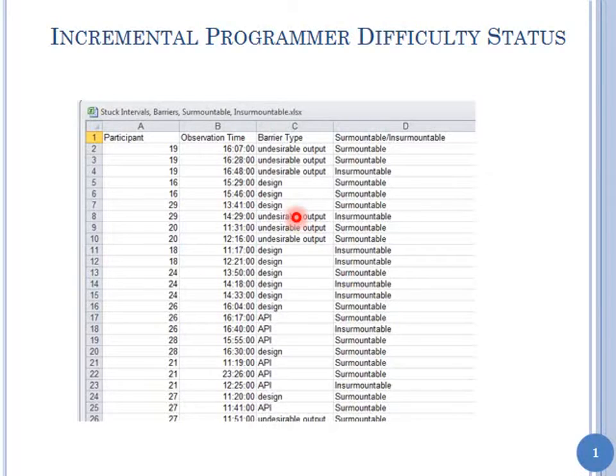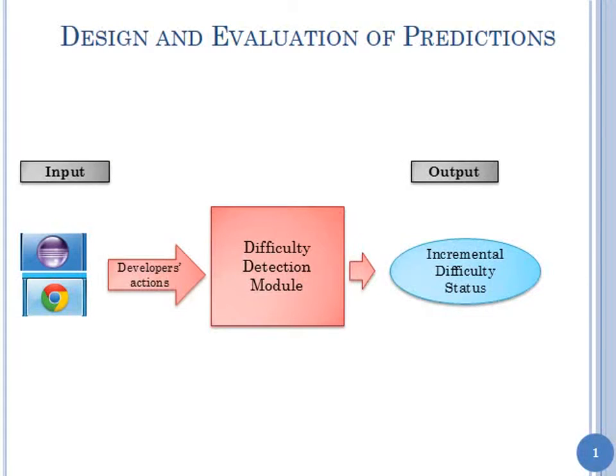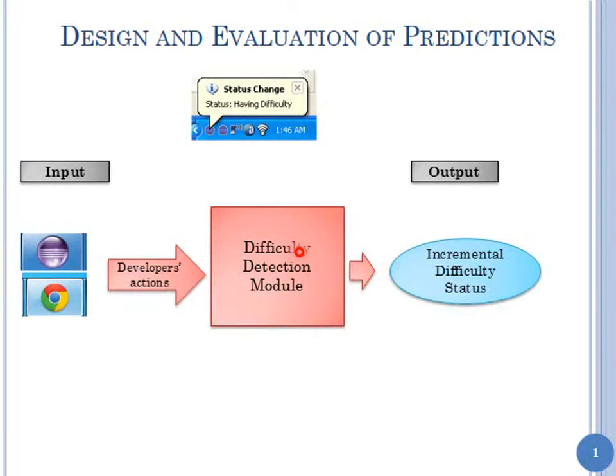Incremental means the exact time of the difficulty is given rather than a coarse time range. We want exact times so that we can design and evaluate difficulty detection modules that make instantaneous difficulty predictions based on the interaction commands.